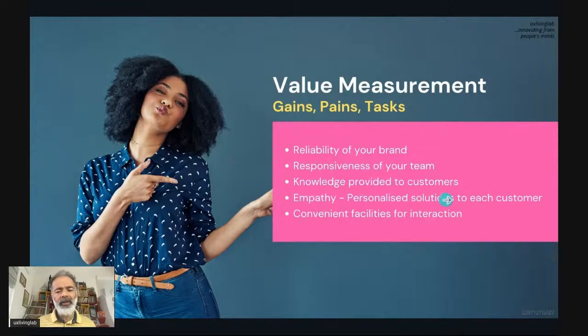The third is knowledge provided to customer. What is the knowledge you've given to customers? You give maximum knowledge to the customer. Then empathy, personalized solution to each customer. So how personalized you are giving that service to customer.